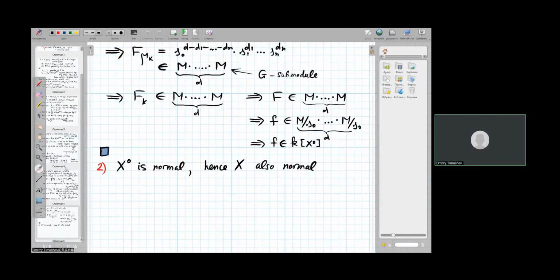So I want to prove that my affine variety X naught is normal. To this end, I have to prove, so let me write it here, it suffices to prove that the coordinate algebra of X naught is integrally closed in its fraction field.